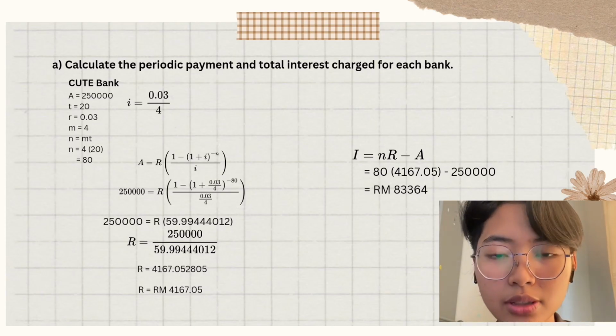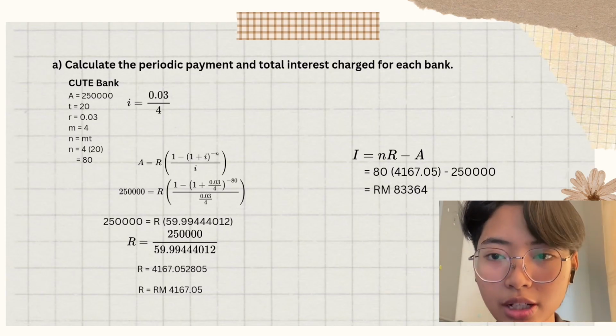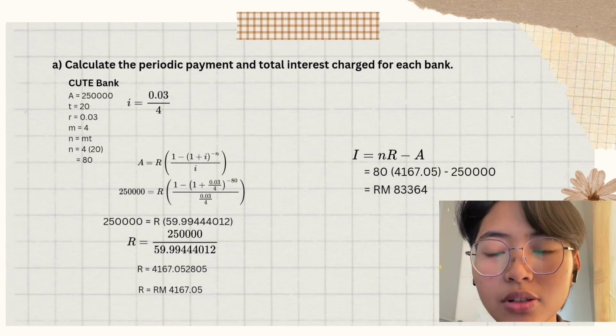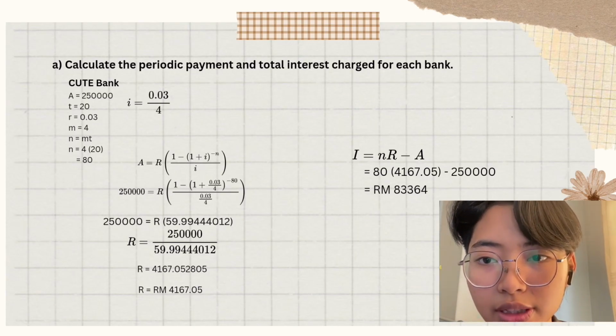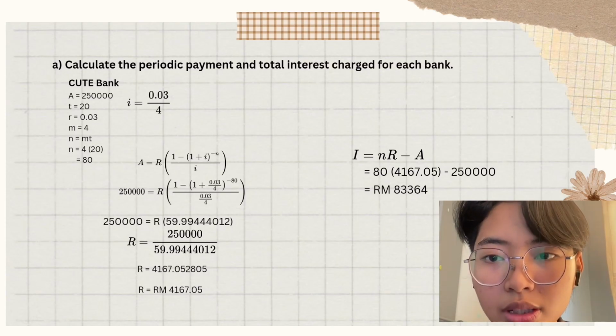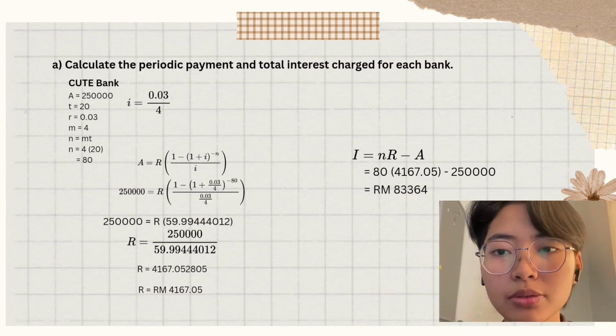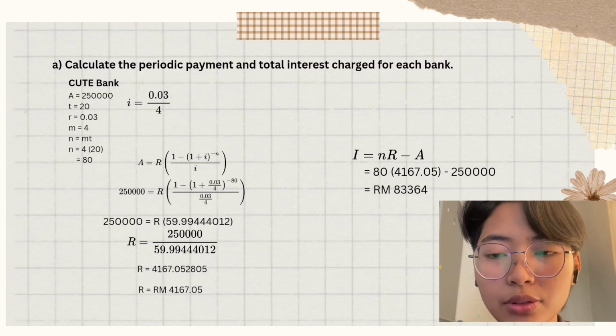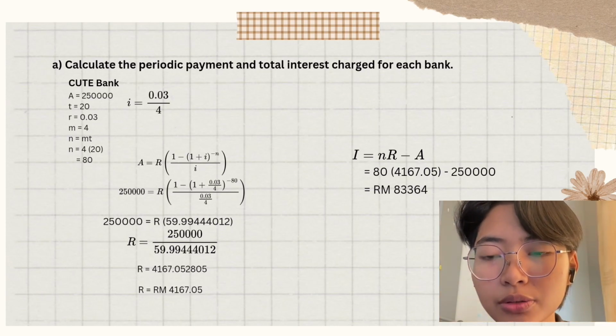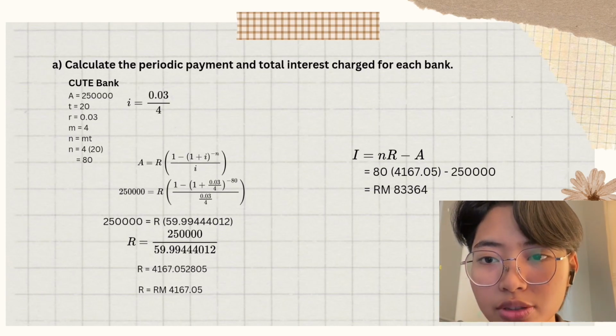And then we can insert the value into our calculator, and we will get 250,000 equal to R in bracket 1 minus bracket 1 plus 0.04 over 6 close bracket, power of negative 120 over 0.04 over 6 close bracket. Then R equals 250,000 over 59.99444.012. After dividing these two numbers, we will get 4,167.052805, which we will round off to RM 4,167.05.